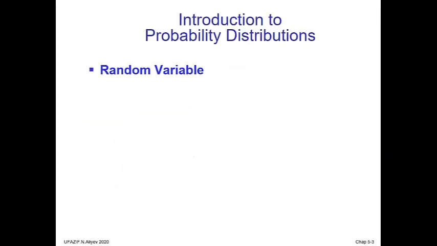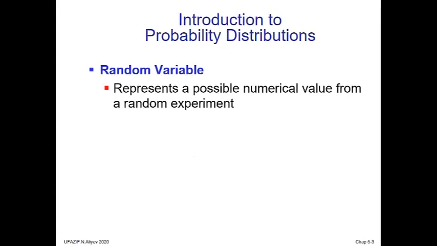First, let's start with random variable. What is a random variable? A random variable represents a possible numerical value from a random experiment. What does it mean? You have an experiment, you do some experiment, and from this experiment some numbers come out. And this number comes from some variable, and this variable is called a random variable.